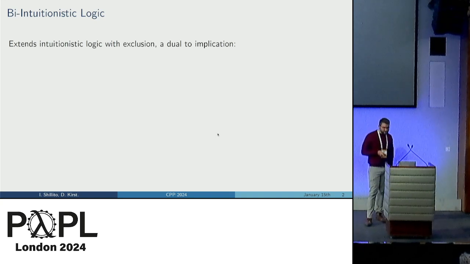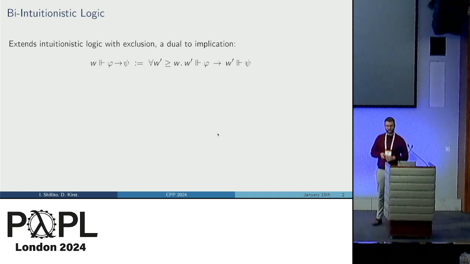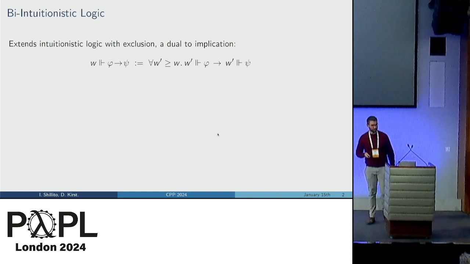And to explain why it's a dual, I remind you of the usual rule for how implication is interpreted in intuitionistic logic over some Kripke structure. Then at some world W, you say that an implication is forced if for every successor world, if these successor worlds force the premise, they're supposed to also force the conclusion.